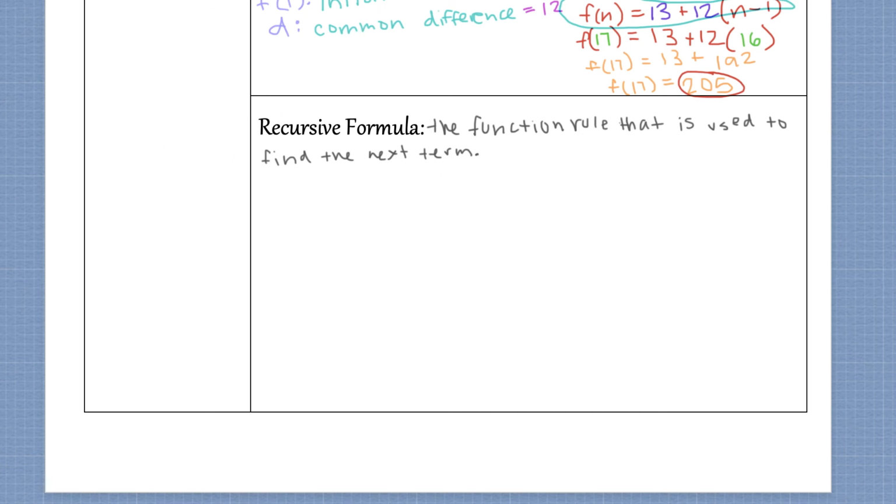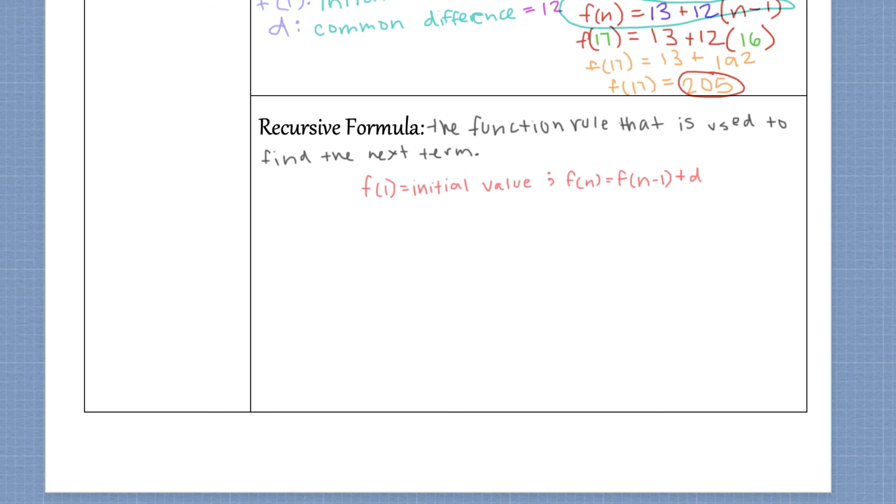And so the recursive formula looks like this. You can see that the recursive formula comes in two parts. The first part is f of 1 is equal to the initial value, and you'd actually write out the initial value. And then the second part is f of n is equal to f of n minus 1 plus d.